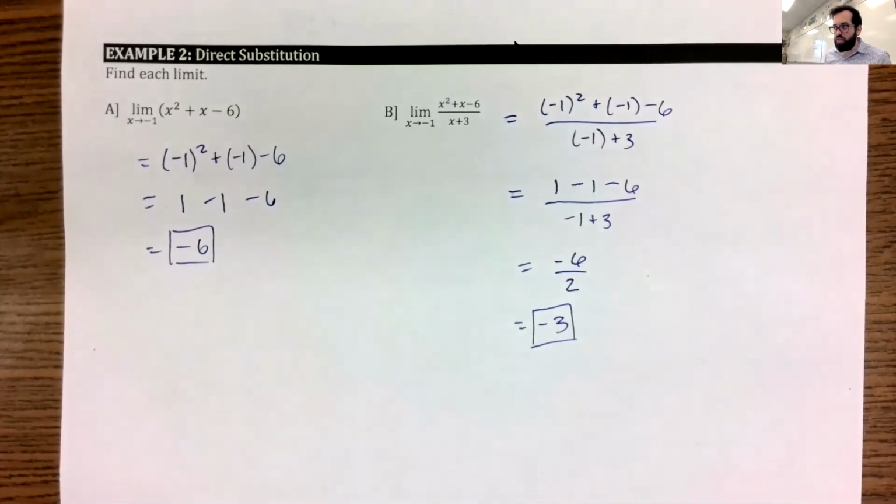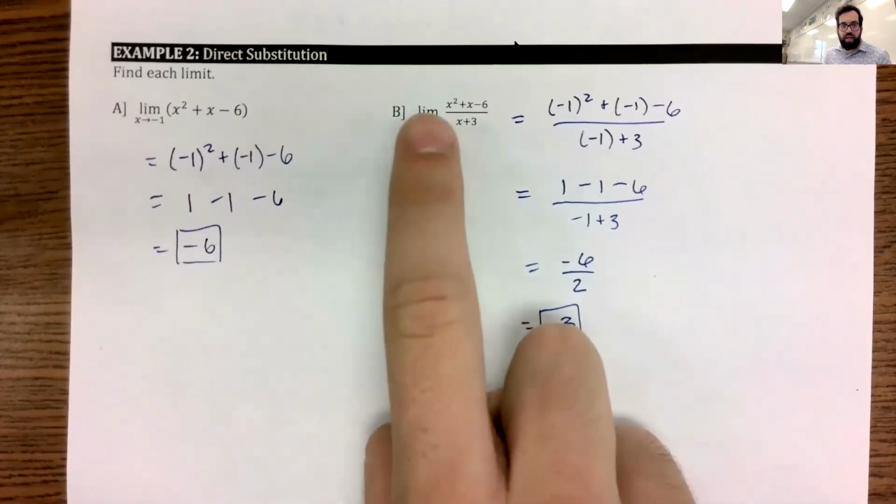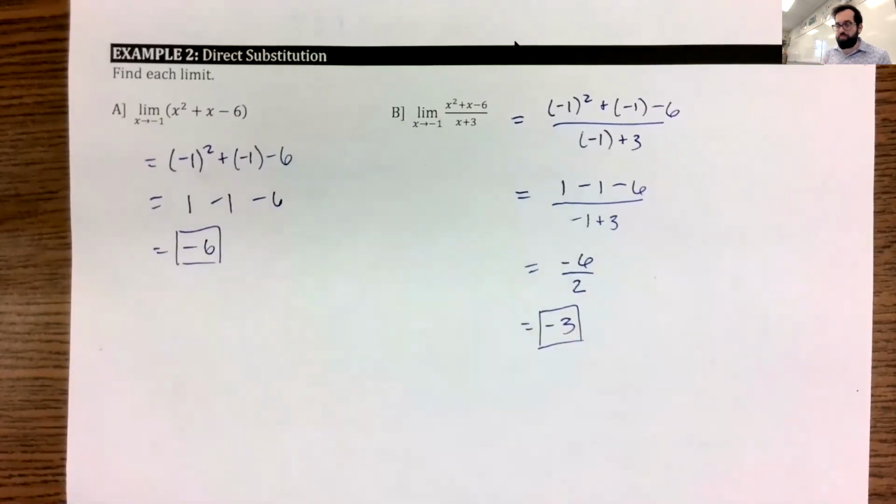So all you're going to have to do for the worksheet is, one, check to make sure that the function is continuous near the x value that we're plugging in. Two, plug it in. That's it. That's the method of direct substitution.